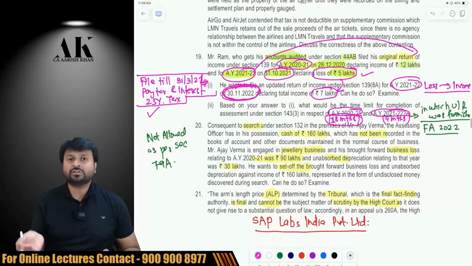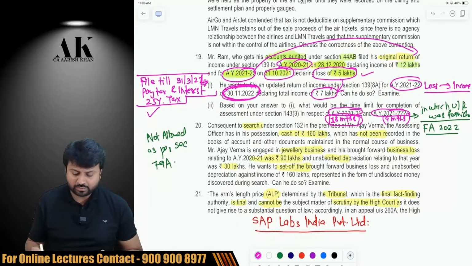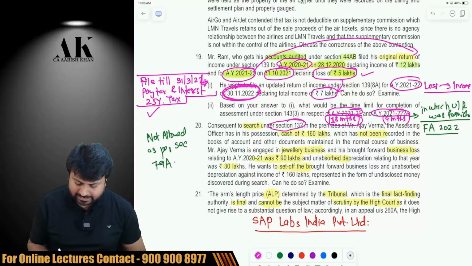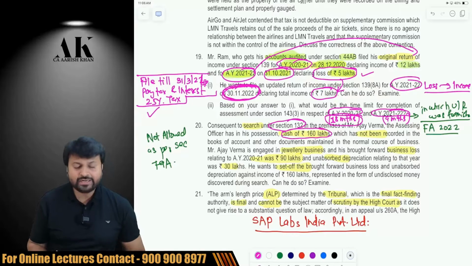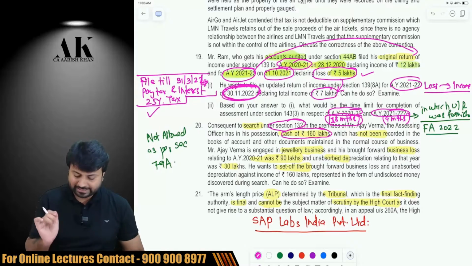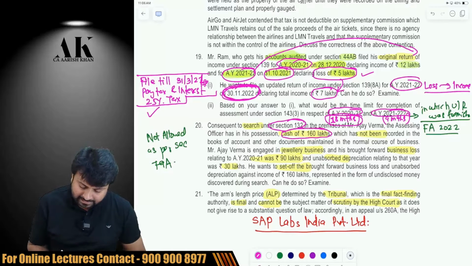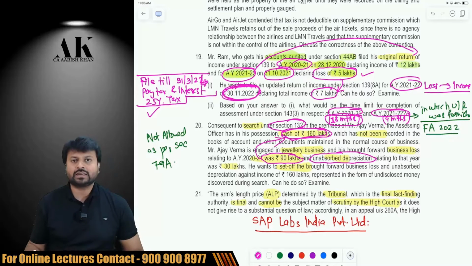Next question is also based on an important amendment made by Finance Act 2022. There was a search conducted at the assessee's premises, in which undisclosed cash was found to the extent of 160 lakhs. Now, the question is, can the assessee set off its earlier year brought forward loss and earlier year unabsorbed depreciation against this undisclosed income which was found in search?